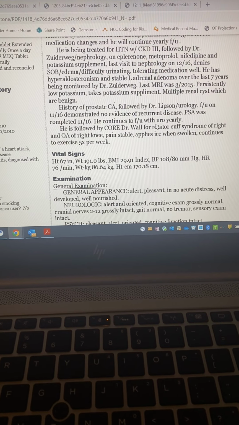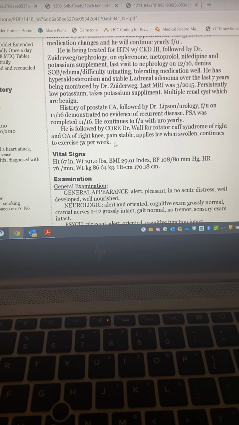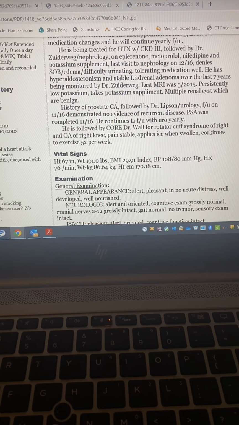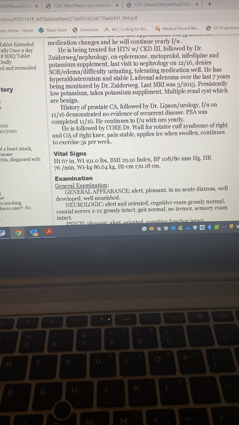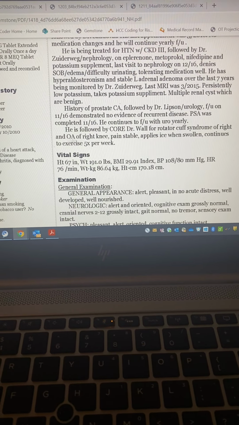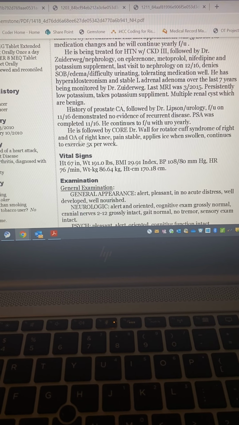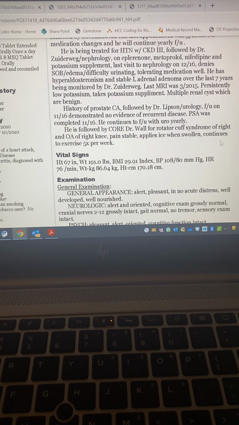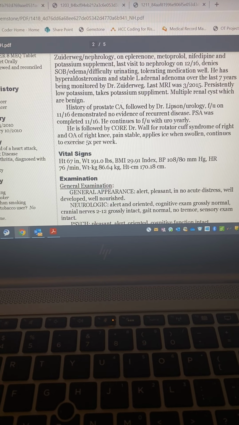He continues to follow up with urology yearly. He is followed by Dr. Wall for rotator cuff syndrome of the right shoulder and OA of the right knee. OA, osteoarthritis. The pain is stable. He applies ice when it's swollen, and he continues to exercise 5 days a week.